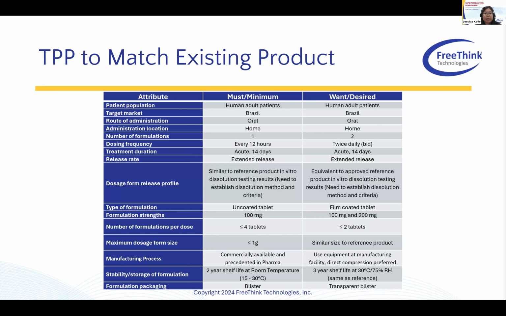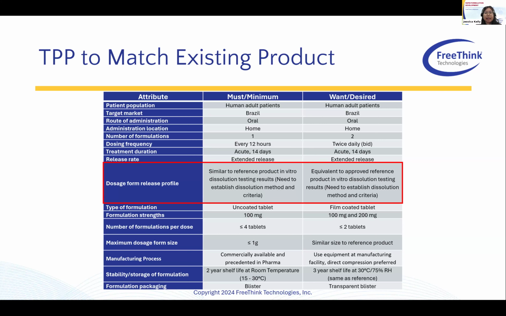So therefore, as you take a look at this TPP, most of the attributes have the same criteria listed in the must and want columns. And attributes where there are differences will depend on the motivations of the development team.